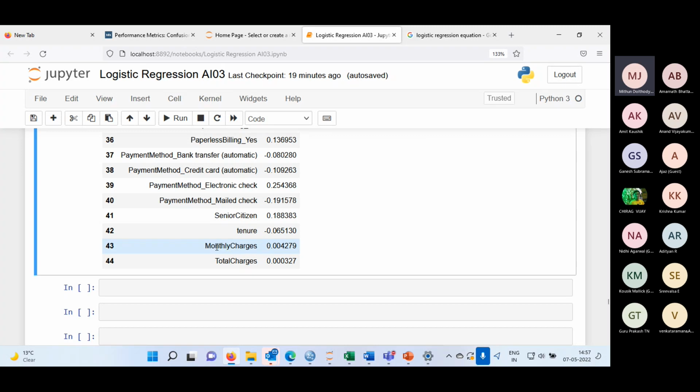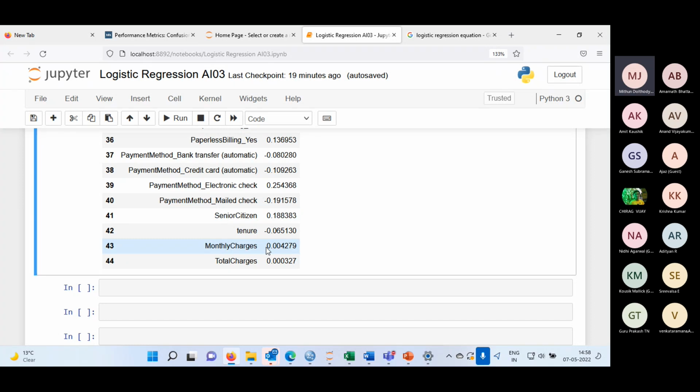For example, I'm just reiterating the same thing. Monthly charges has a positive impact, which means that if you increase the price of this particular service, the propensity to churn will also go up. So just watch out for the sign here. Is it positive or negative? Positive means it's a direct effect. If you increase monthly charges, propensity to churn will go up.